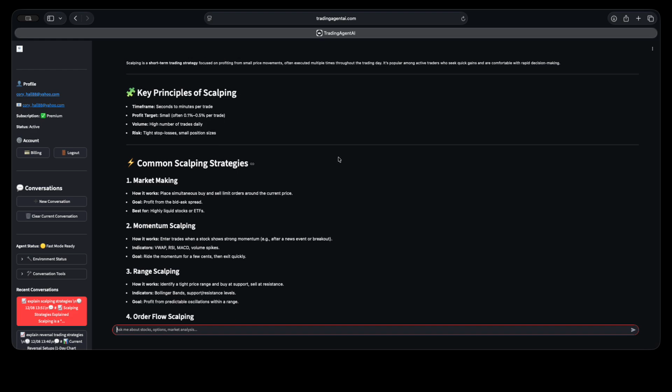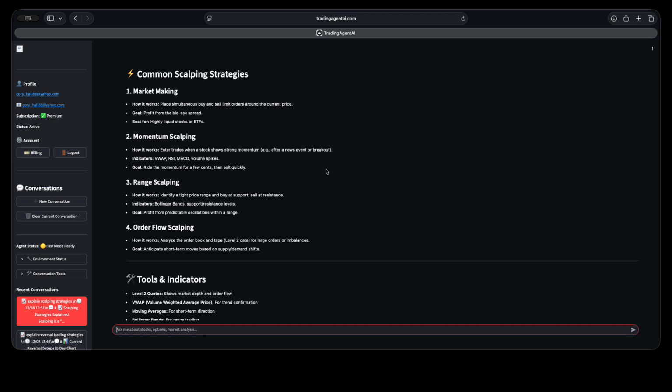And so the key principles of scalping: the time frame is seconds to minutes per trade. Profit targets are typically small, often 0.1 to 0.5% per trade. The volume is a high number of trades daily. And so if you have a small account, where you have to worry about pattern day trading, you may want to be careful scalping. And so risk is tight stop losses and small position sizes.